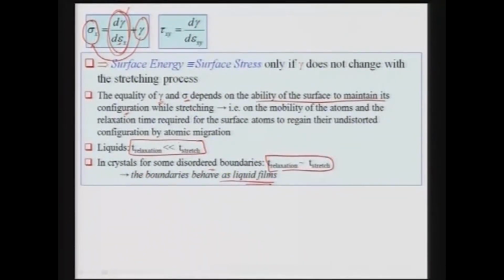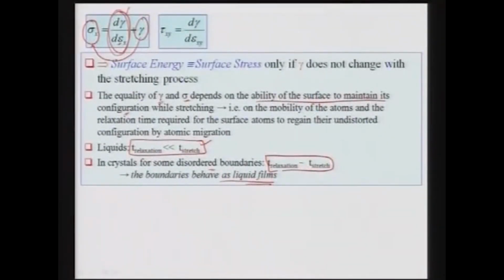So what is happening in that case is the films are already in equilibrium even when the stretching is being done. So in that case d sigma by d epsilon is basically not present, and we can see sigma equals gamma, or surface energy equals surface stresses, when gamma is not changing with the stretching process. So that is the overall deal with surface tension and surface energy, or the surface stresses relation to the surface energy.